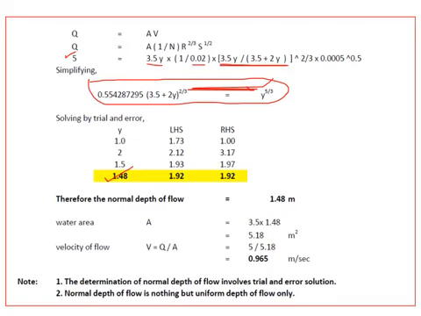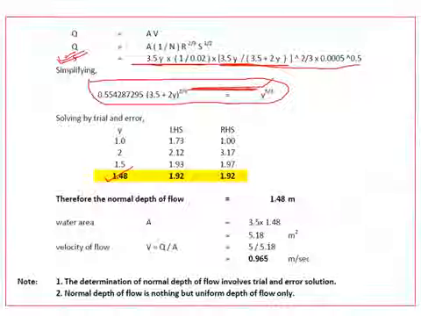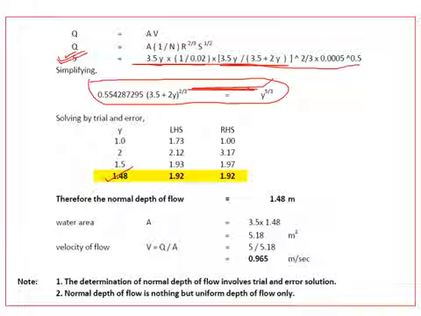You can also use this equation and put various values of Y here till you get 5 meter cube per second as the answer for Q. If you put 1.48 in this equation, you will get 5 as the answer. So that means the depth of flow is 1.48 meters.